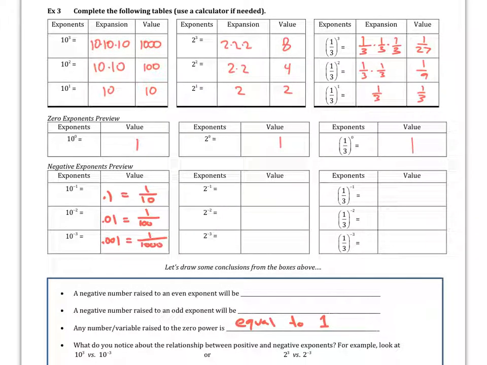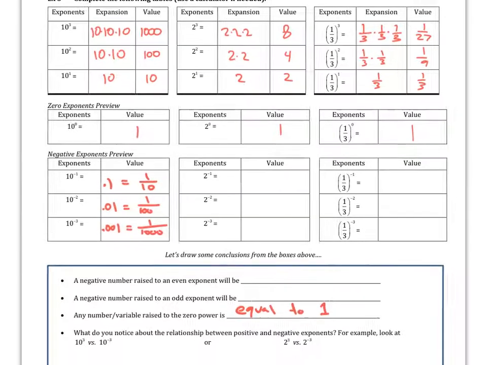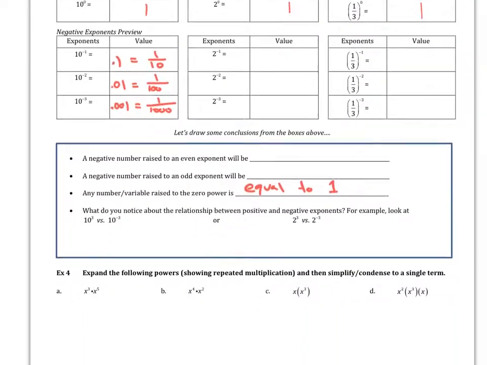Okay, and so I'm trying to get you to see the connection here between 10 to the 3rd and 10 to the negative 3rd. The 10 to the negative 3rd really just puts the 1,000 on the bottom instead of on top. Okay, so we could do that same thing. I'll talk about those in class a little bit more, in this box here. We'll talk about some of those in class as well.